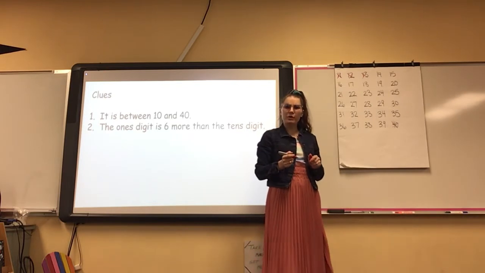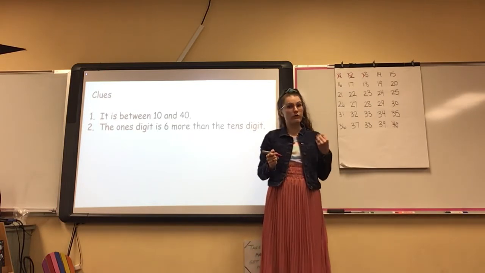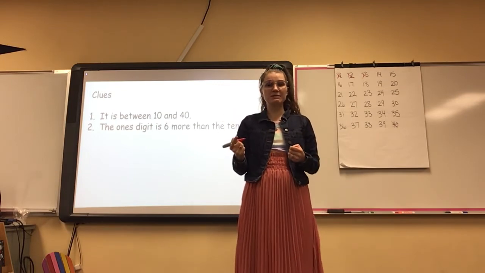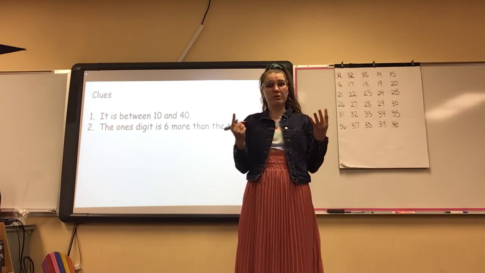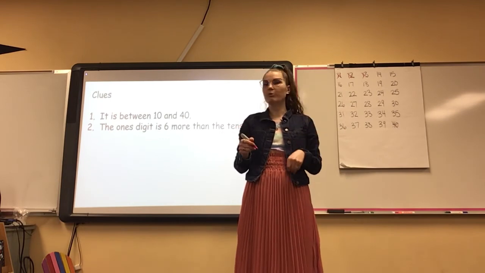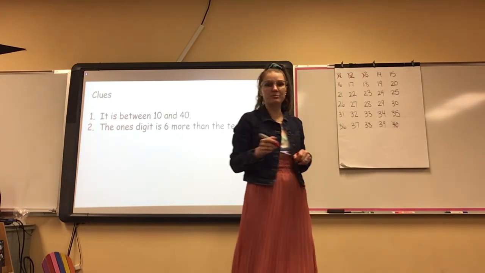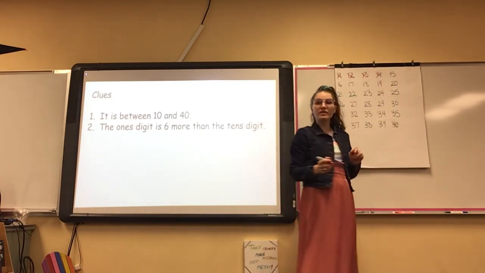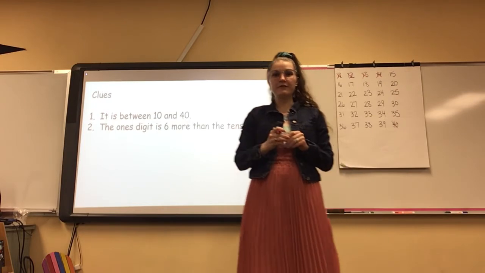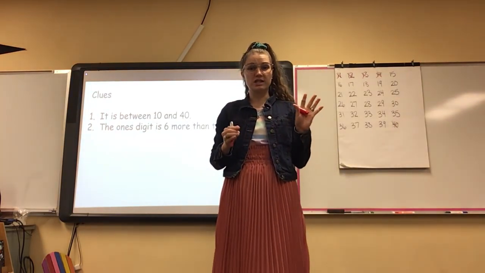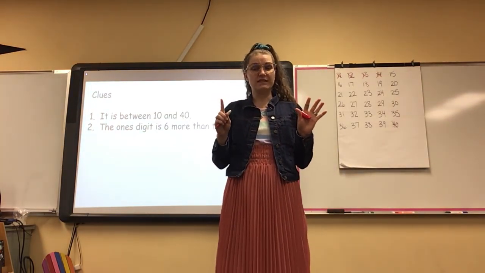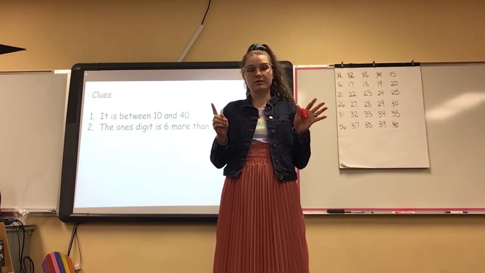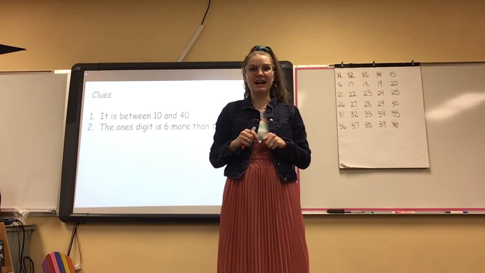How about the number 14? 14 has a 4 digit in the ones place and a 1 digit in the tens place. 4 is only 3 more than 1. So 14 is not an option. Better cross it off. 15. Let's see. 15 has a 5 digit in the ones place and a 1 digit in the tens place. 5 is only 4 more than 1. So 15 is not an option.